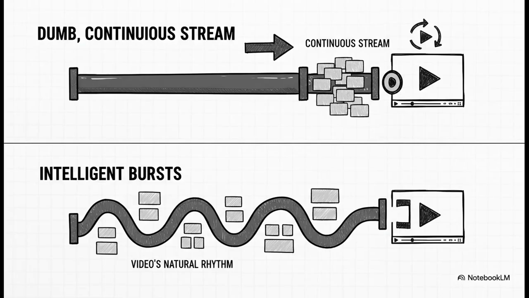And that smarter approach is called frame level control. So instead of just blasting data out in one continuous kind of dumb stream, it sends it in these short, intelligent bursts that perfectly match the actual size of the video frames. It's like it's dancing with the data's natural rhythm instead of fighting against it.